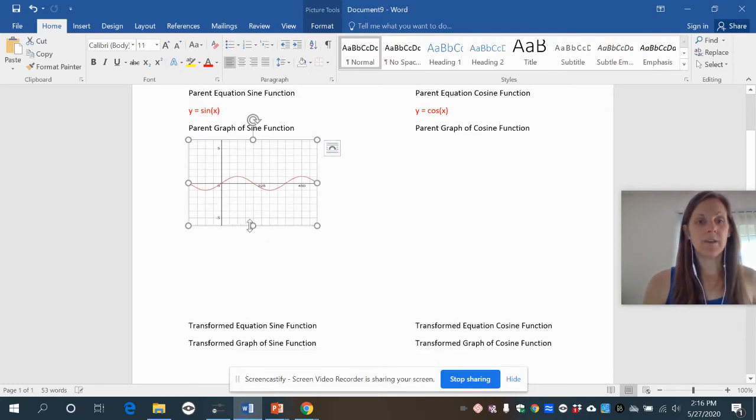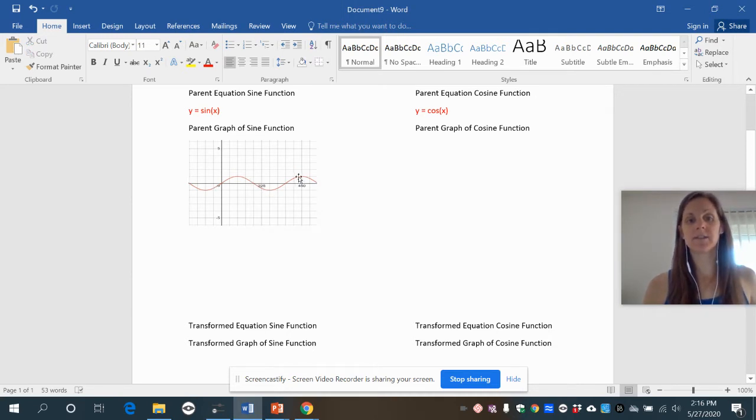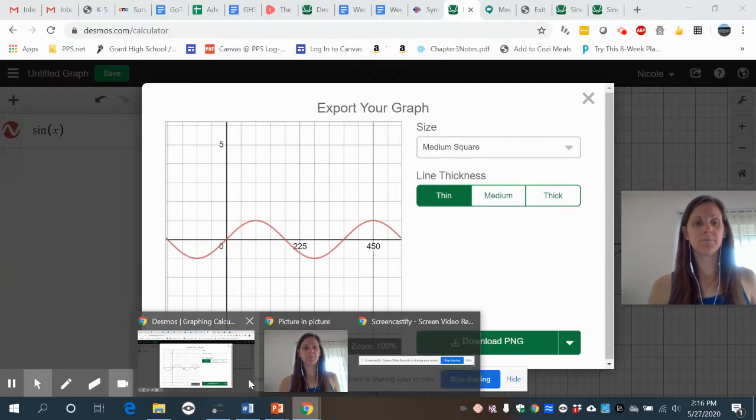And I'll make a copy of this right here. So that's the sine one. And I really like how it kind of goes like this. And I know it's what one cycle looks like. Let's do the same thing for the cosine and see what that graph looks like. Okay?